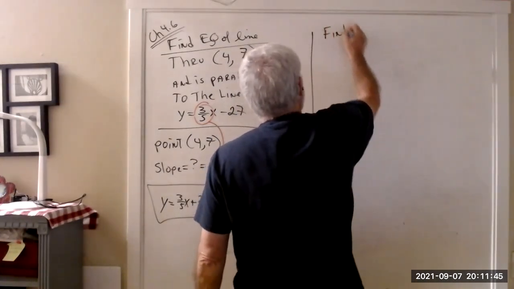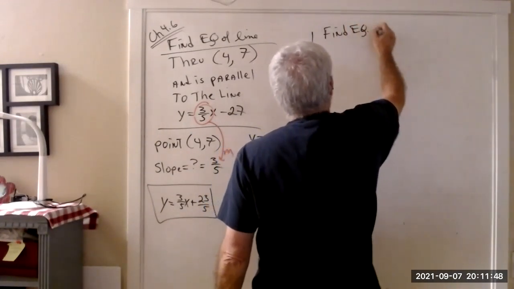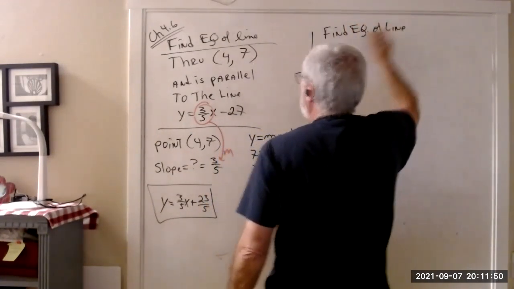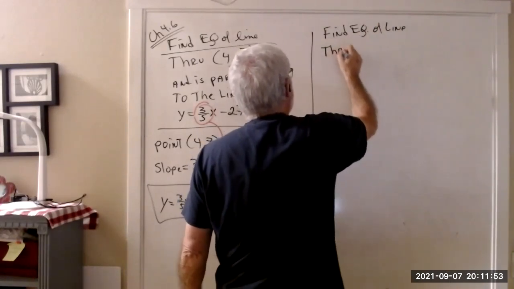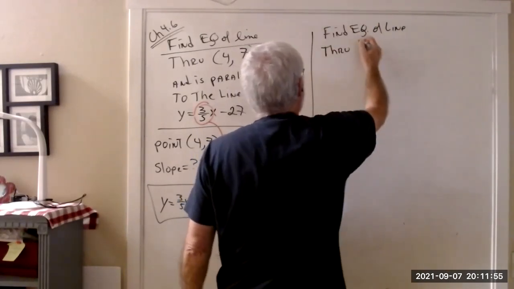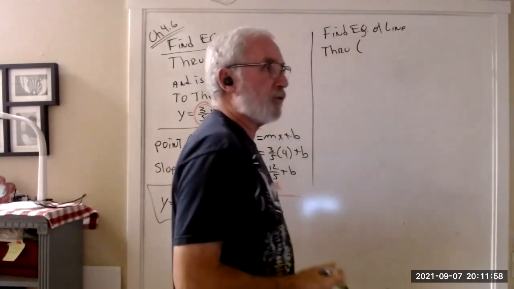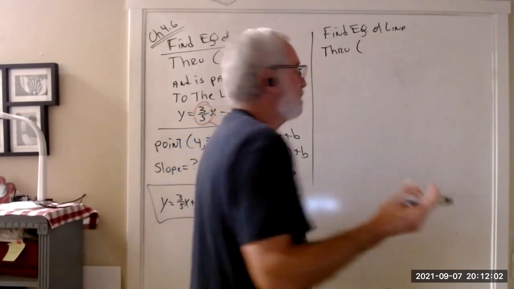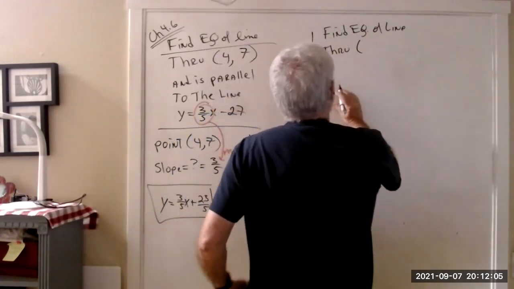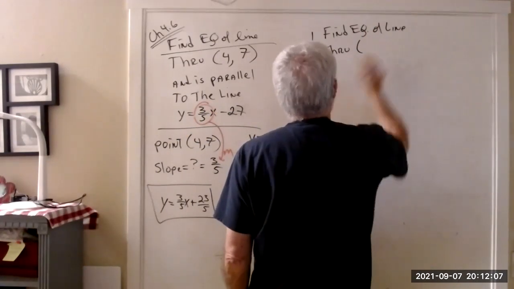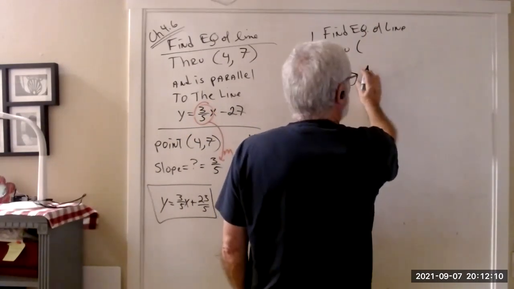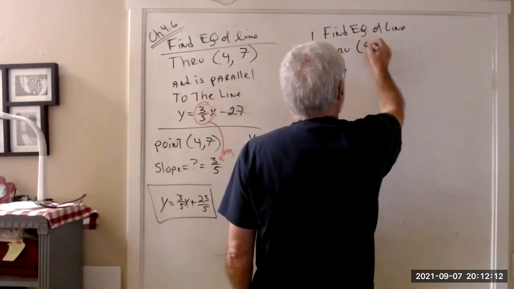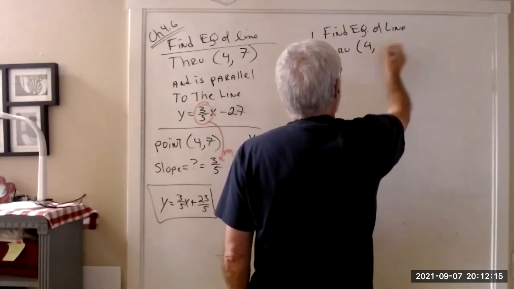Find the equation of the line through the point. Do I dare ask you guys? Do you have a favorite point? Okay. How much? Point 4, 3. Oh, 4, 6. Okay. All right.